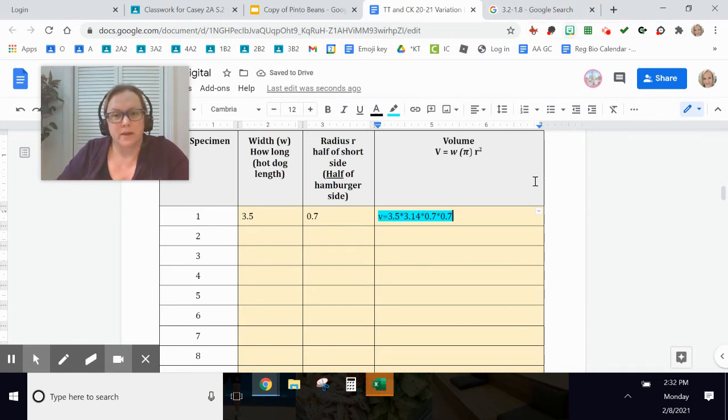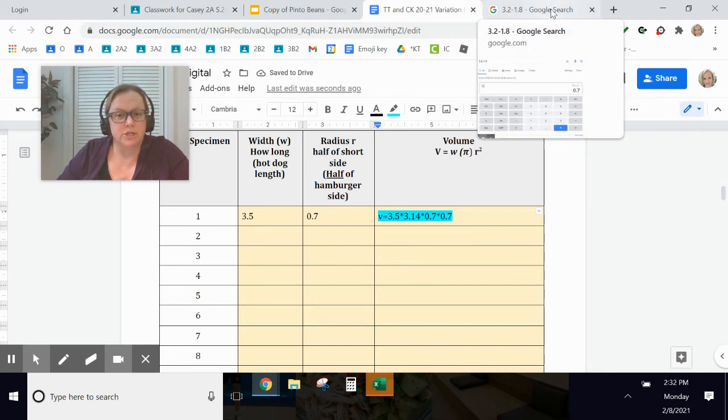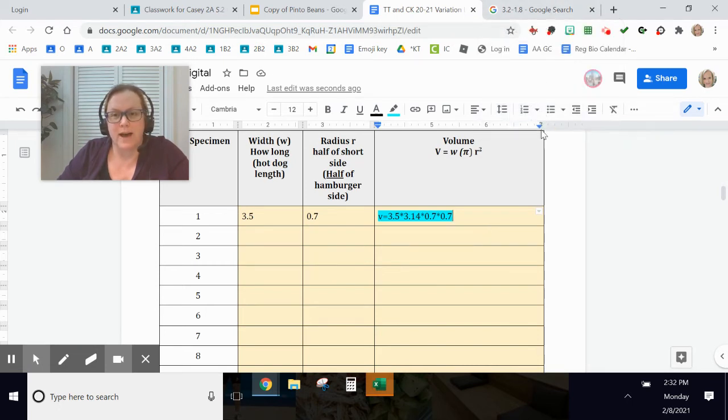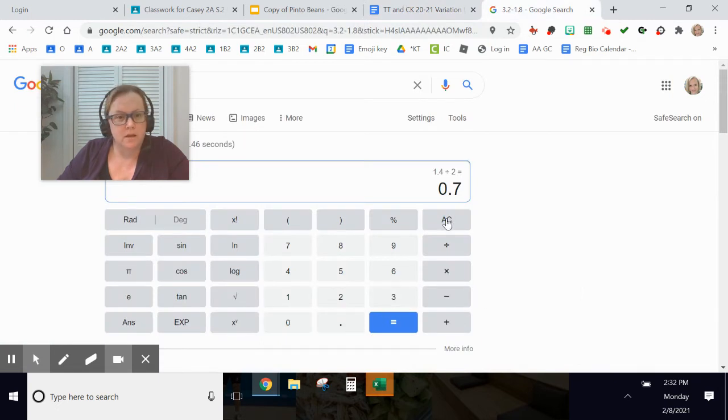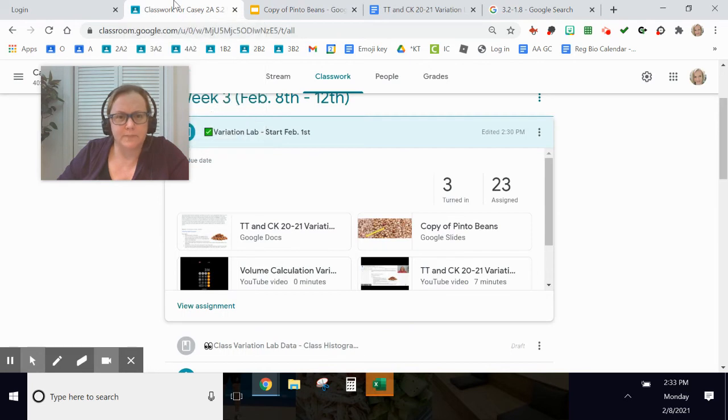And when you take your calculator and do this calculation, right? 3.5, hold on, let's go over here. Clear it. If you do 3.5 times 3.14, which is pi, times our radius squared. Squared means you need to do it twice. Our volume comes out to be 5.3, and I'm going to round that to 5.39.